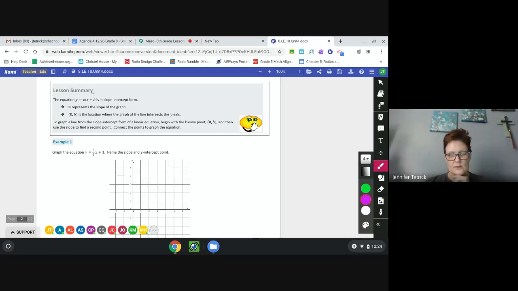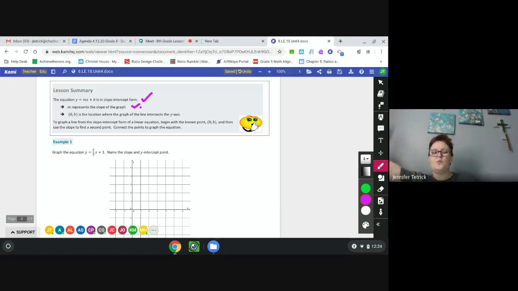The first thing that we need to review is that this equation right here is called slope intercept form. So if you understand that, give yourself a check mark. Okay. M represents slope. Does anyone know, or can anyone type in the equation right next to that for me? What is the formula we use to find slope? Anybody can do it, doesn't matter.